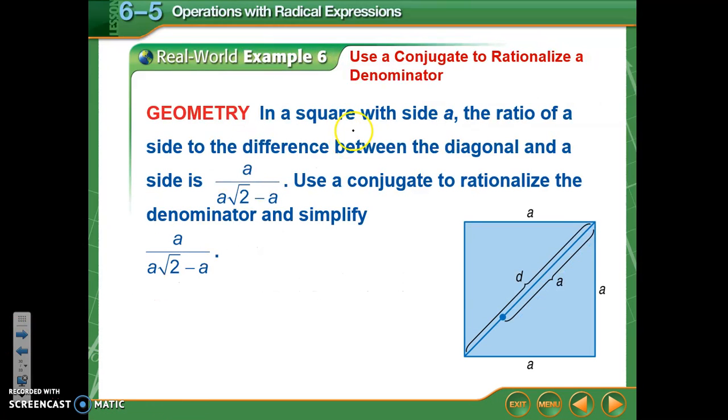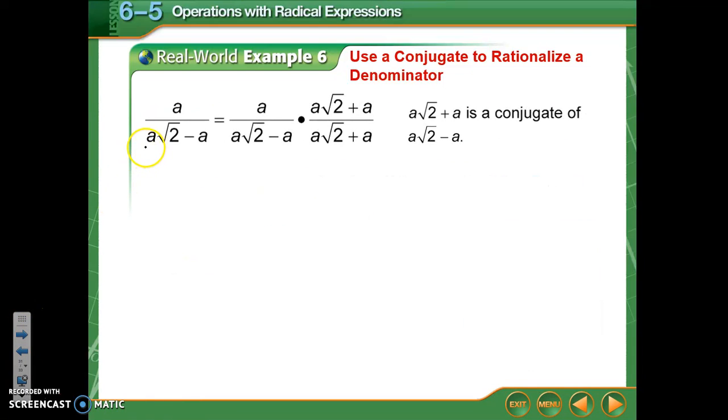Okay, this is just a reminder of using a conjugate to rationalize a denominator. So here they are giving us a geometry problem. In a square with side a, the ratio of a side to the difference between the diagonal and the side, so d minus a, is this fraction, a over a times the square root of 2 minus a. So we're going to rationalize and simplify this expression.